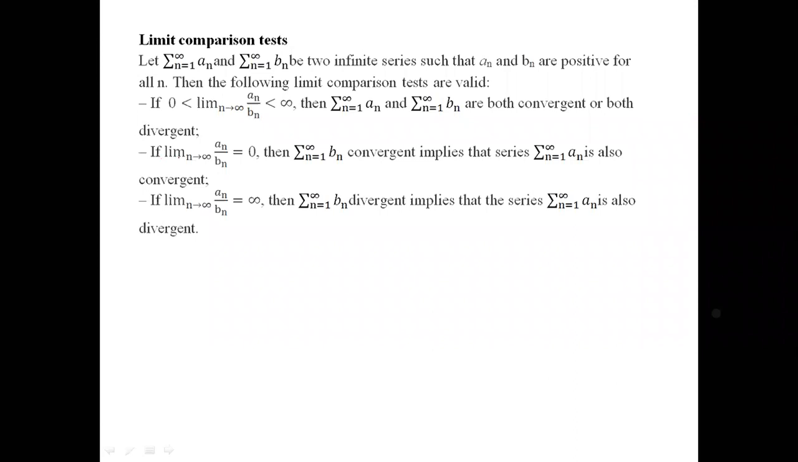Number 2, if the limit of the quotient of an and bn as n approaches infinity is equal to 0, then sigma bn convergent implies that the series sigma an is also convergent. Then if the limit of an divided by bn as n approaches infinity is equal to infinity, then sigma bn divergent implies that the series sigma an is also divergent.